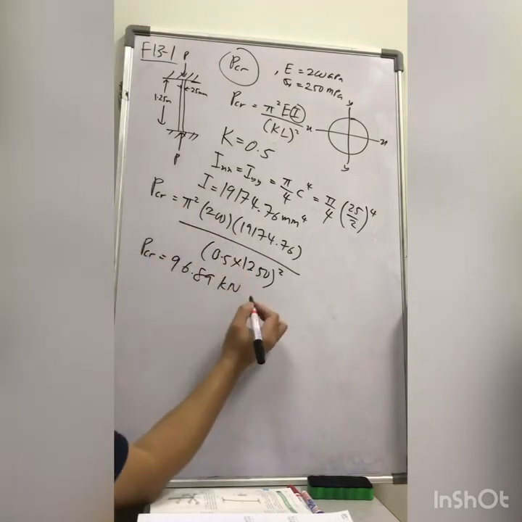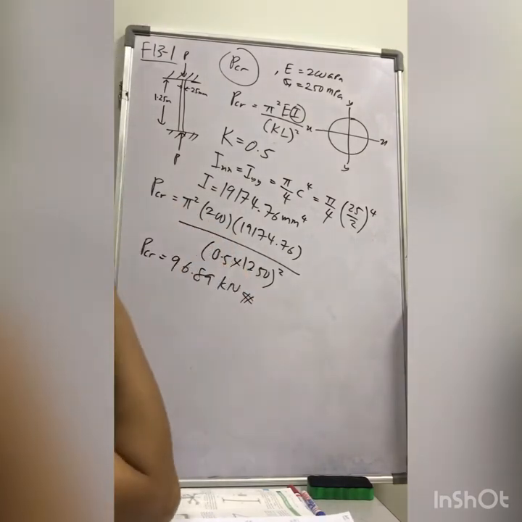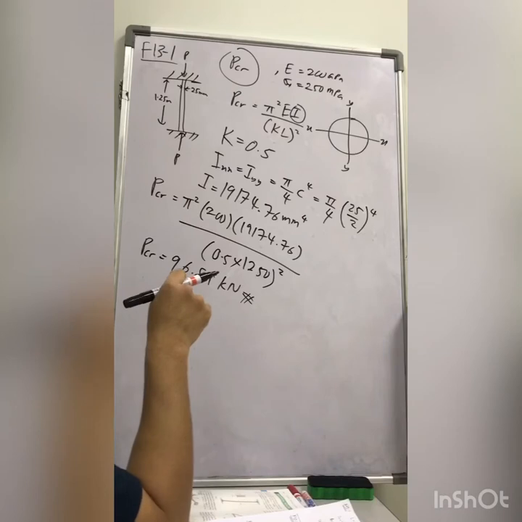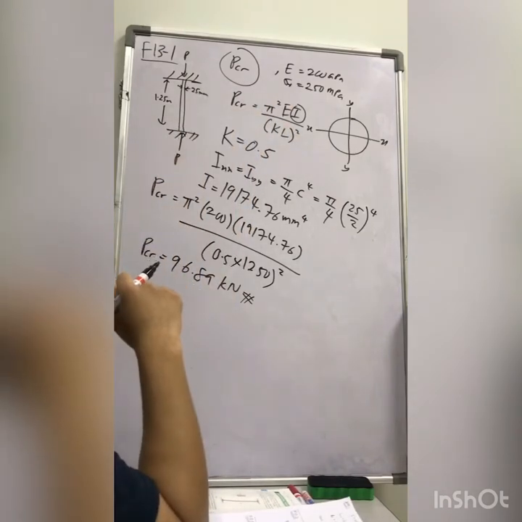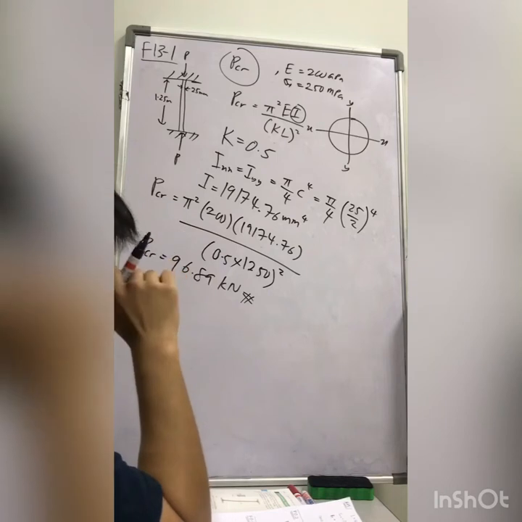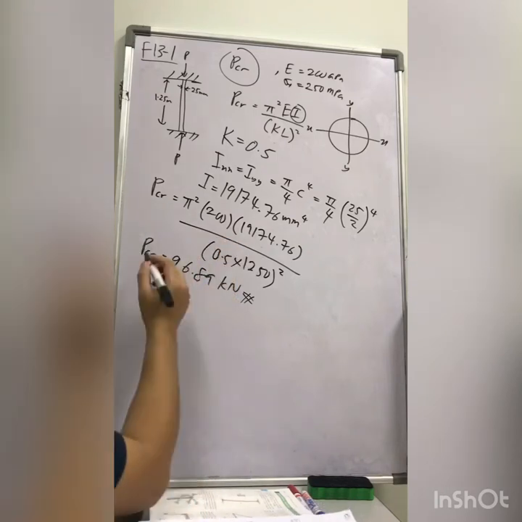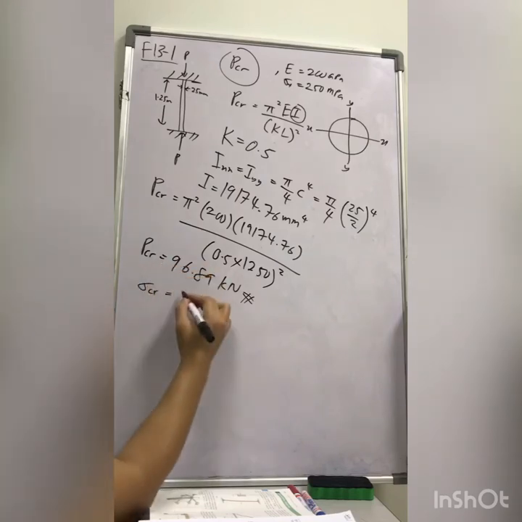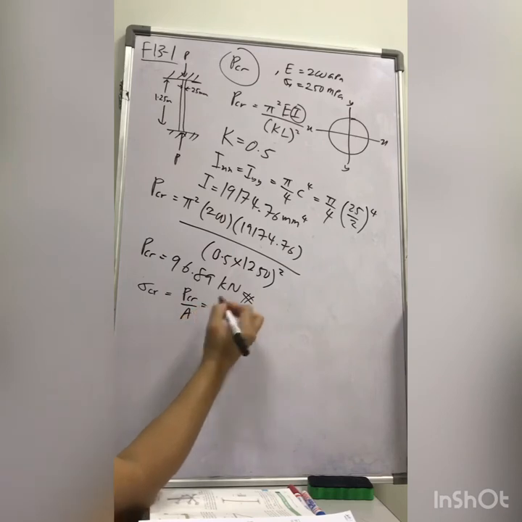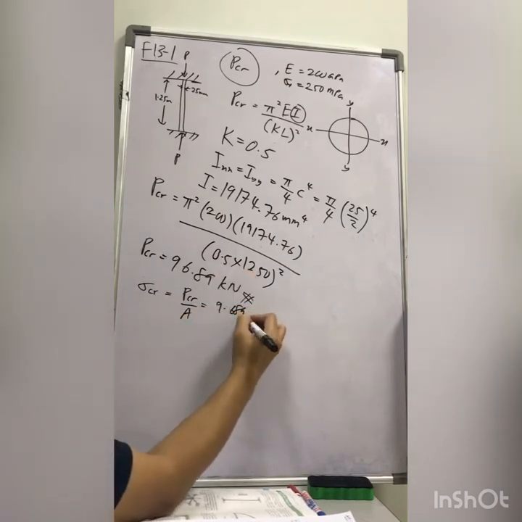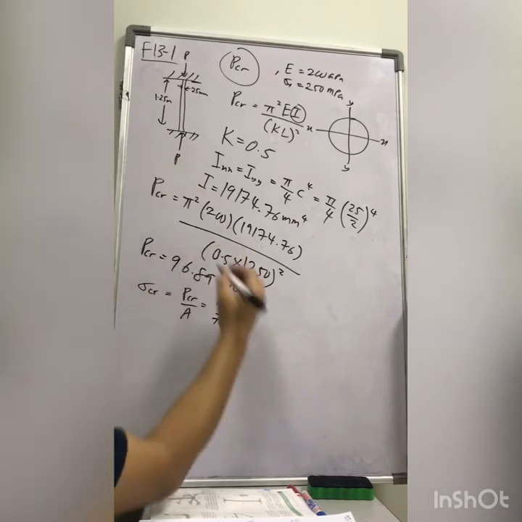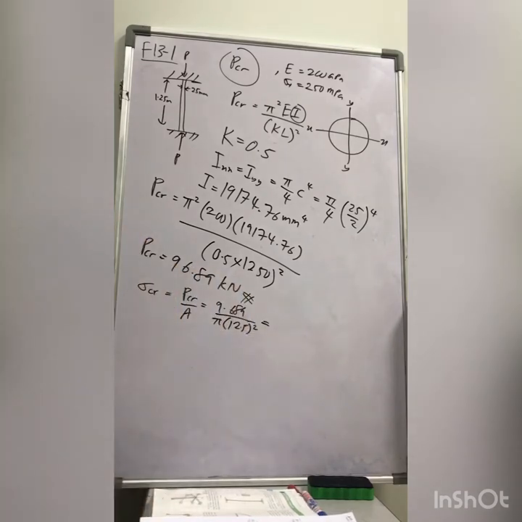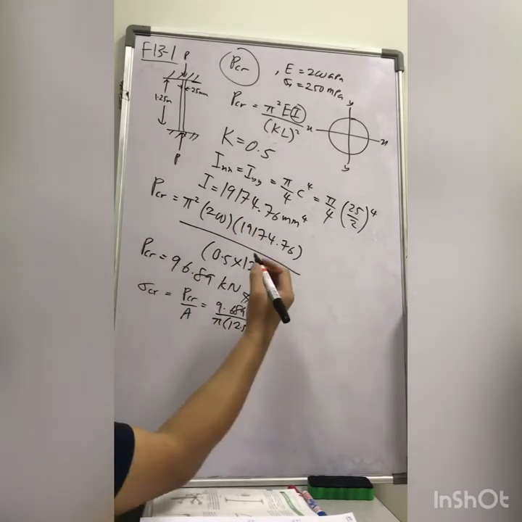Actually the question asks you to find the critical buckling load, so this is the answer. But you need to check whether this critical buckling load will be reached first, or whether the yield strength will be surpassed first. So you have to check the critical buckling stress, which is P critical over the cross-section area. So 96.89 over pi r squared, which is 12.5 squared, the cross-section area of the circle.